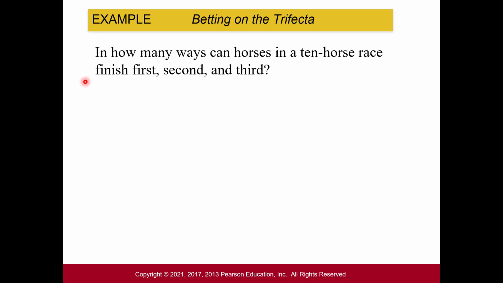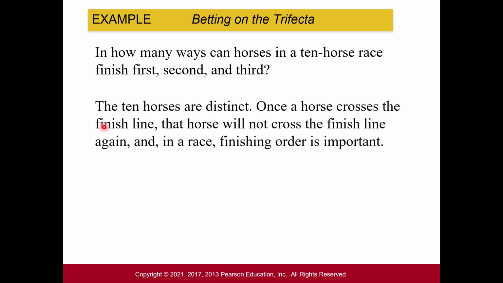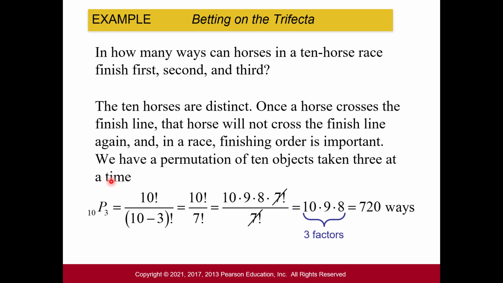Okay, so let's take a look at this example. In how many ways can horses in a 10-horse race finish first, second, and third? So let's see if we can use our permutation for this. So 10 horses are distinct. That's good. That's required for permutation. Once a horse crosses the finish line, it won't cross the finish line again. And so in a race, order does matter. So we're going to be able to use our permutation function. And we have 10 horses, and we're choosing 3 of them.